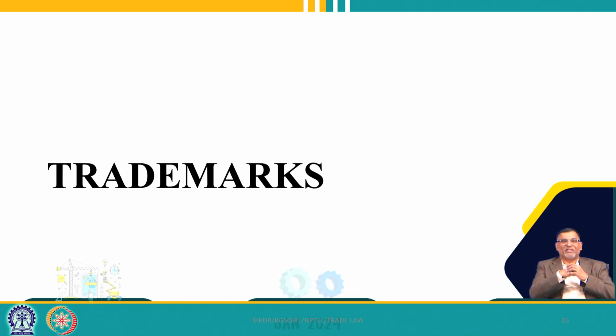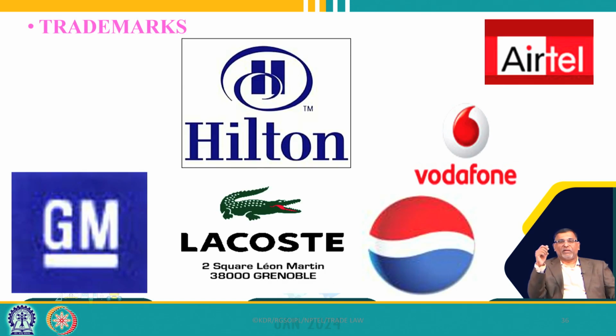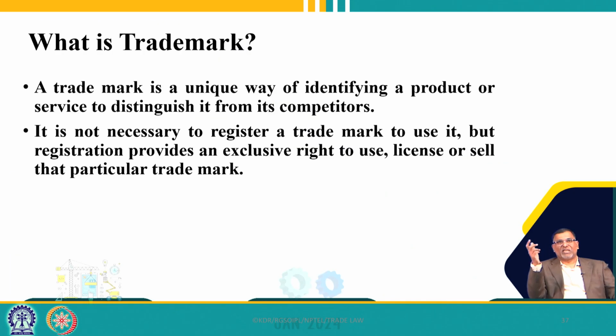Let us quickly come to the trademark agreement. So, trademark provisions are known to every country in the world, and we can see trademarks identify particular business establishments, with registered trademarks and non-registered trademarks. So, what is actually a trademark? WIPO says a trademark is a unique way of identifying a product or service, to distinguish it from its competitors. It is very clear.